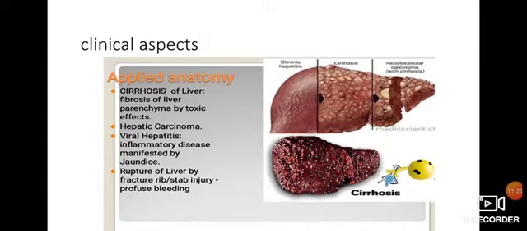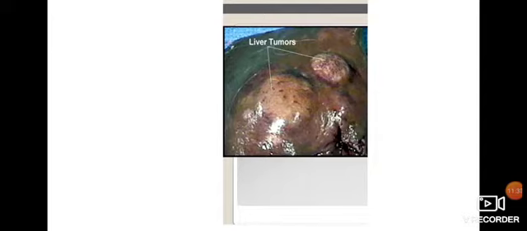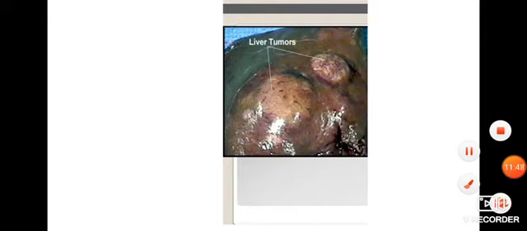Then another condition is rupture of the liver. Rupture of the liver is due to accidents, in which a rib fracture may penetrate into the liver and cause severe bleeding. And this is a slide showing a tumor of the liver. So that is about the structure, the relations, as well as the clinical conditions of the liver.